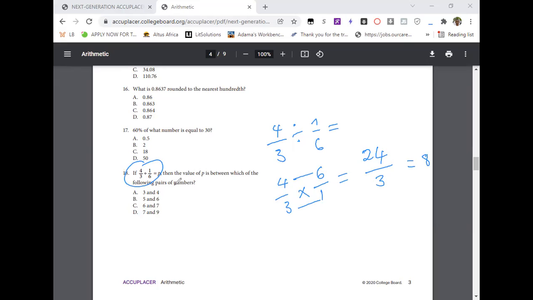Now, the question was saying, then the value of p is between which and which numbers? Of course, 8 is between 7 and 9. It's just playing with your understanding of words. That's it. All right. If you have any questions on fraction operations, leave them in the comments and I will be happy to answer them. That's it for fractions.